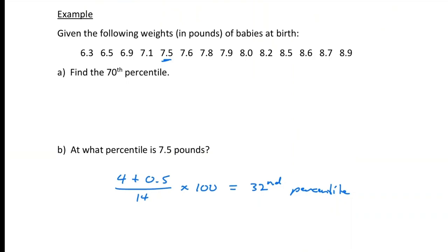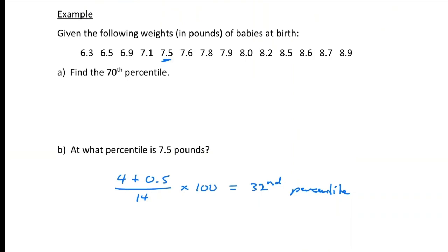So if you have a baby who at birth is 7.5 pounds, at least according to this data, they would be at the 32nd percentile. Okay, so the part A then says, now kind of reverse it. What value is at the 70th percentile? So we found the percentile in B. Now you have the percentile. We want to know the value that represents the 70th percentile.